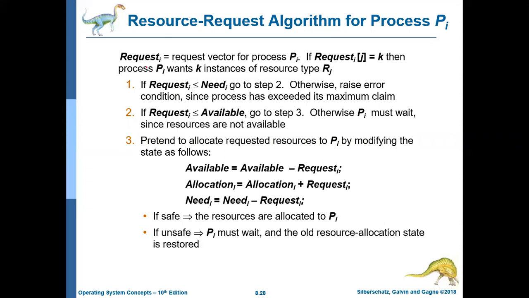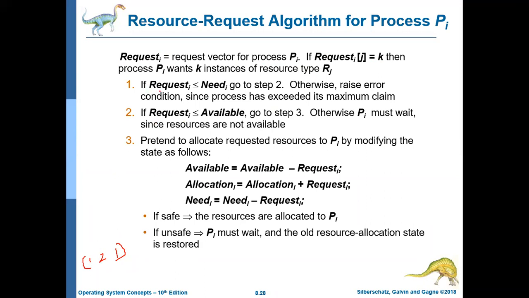Request of i means the request vector for process Pi. It is a vector like 1, 2, 1, which means process Pi is requesting one resource of R1, two resources of R2, one resource of R3. This kind of vector will be the request. If Request i of j equals k, some value, say 2, then process Pi wants k instances of resource type Rj. It's a simple thing.